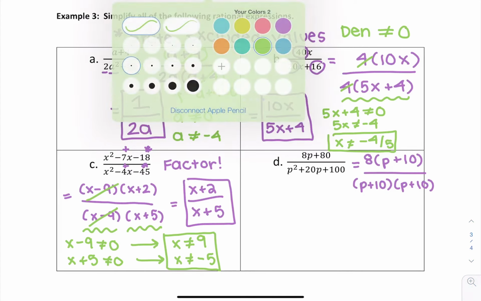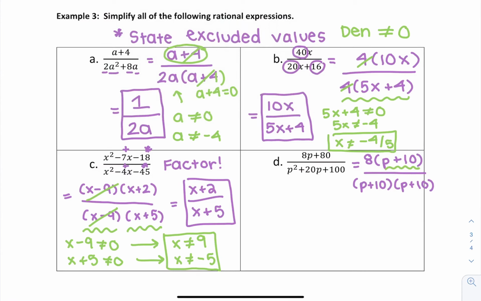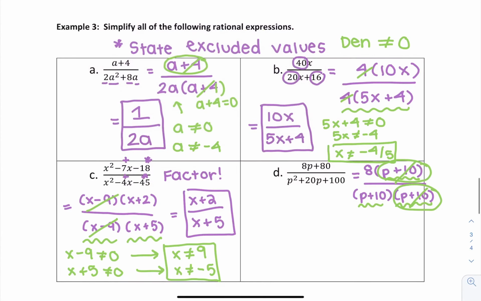Now notice in the numerator, we only have one p plus 10. In the denominator, we actually have 2 of them. But I can only cancel one set. So just because I have 2 in the denominator does not mean I can cancel both. Because I know p plus 10 divided by p plus 10 is 1. So I'll just cancel one pair. And I'm left with 8 over p plus 10.